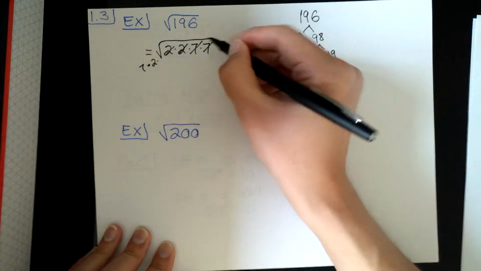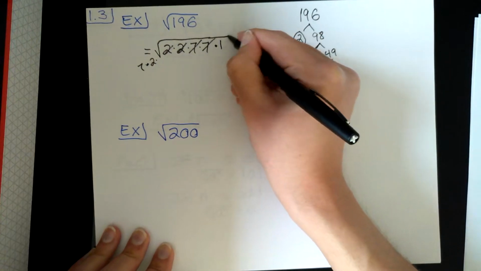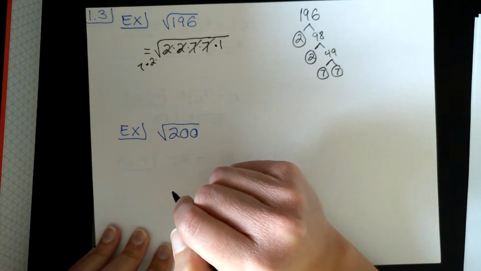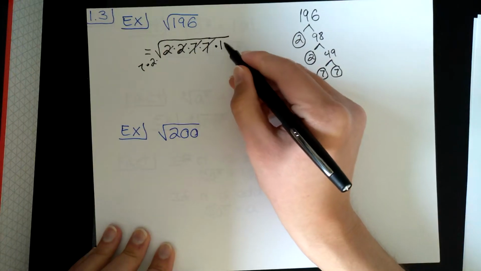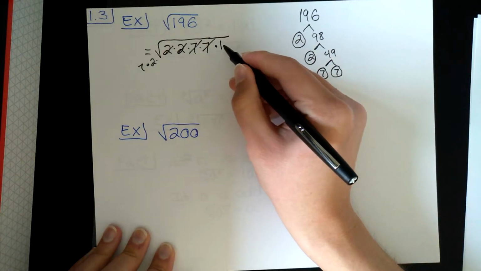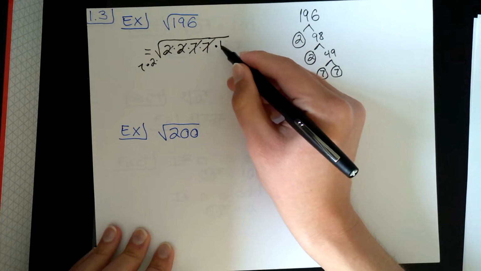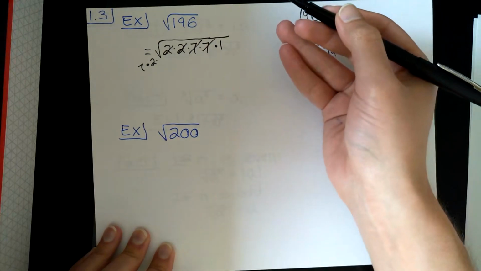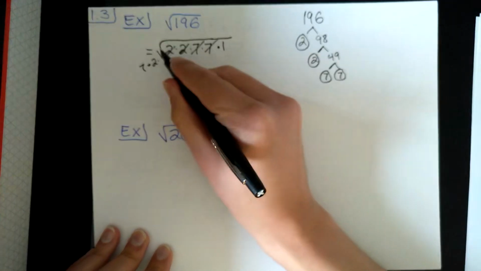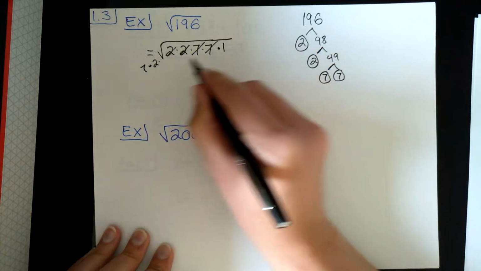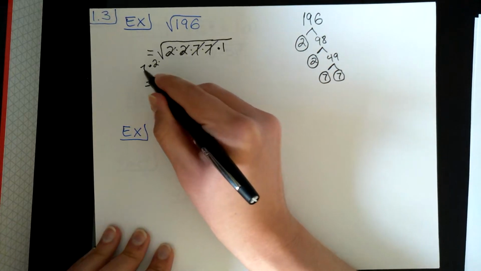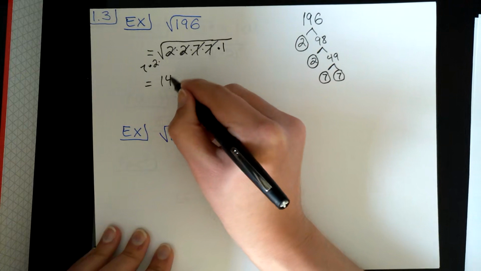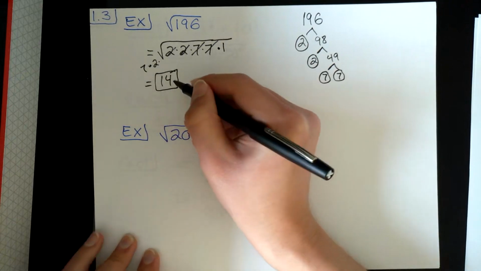And when there's nothing left in the square root, or the cube root, or any other root, that means there's technically a 1 left over in there. And the square root, or cube root, or fourth root, whichever one you're dealing with, of 1 will always just be 1. So this square root will go away, leaving us with just 7 times 2, which is 14.